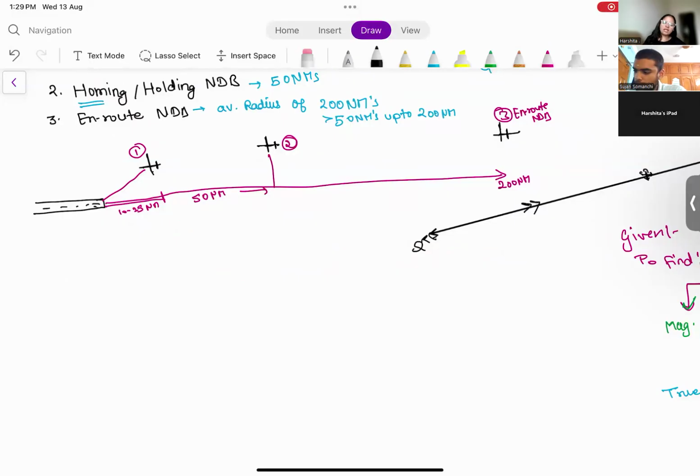Yesterday, we also saw the classification for the accuracy. Class A, B, C, and D. Correct? Yes, ma'am. Can you revise for me what was class A, B, C, D, as well as their accuracy?